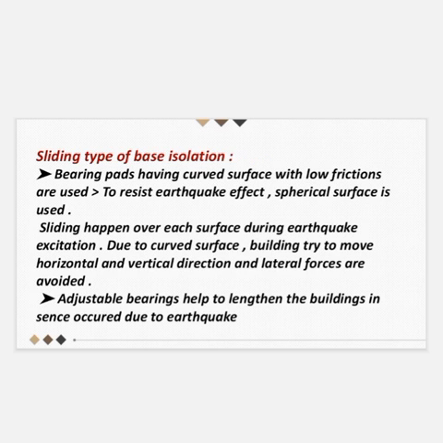The third slide is the sliding type of base isolation. Bearing pads having a curved surface with low friction are used to resist the earthquake effect. A spherical surface is used. Sliding happens over each surface during the earthquake excitation. Due to the curved surface, the building tries to move in horizontal and vertical directions. Lateral forces are avoided. Adjustable bearings help to lessen the shaking in the building occurred due to the earthquake.